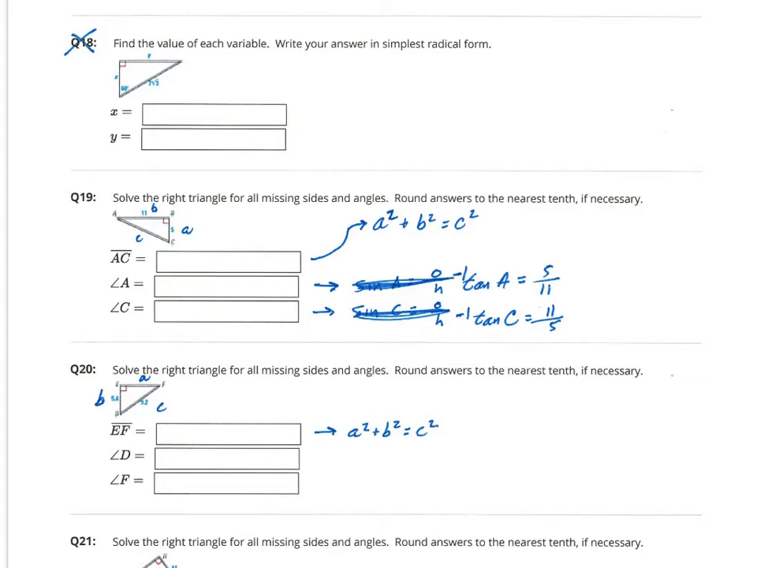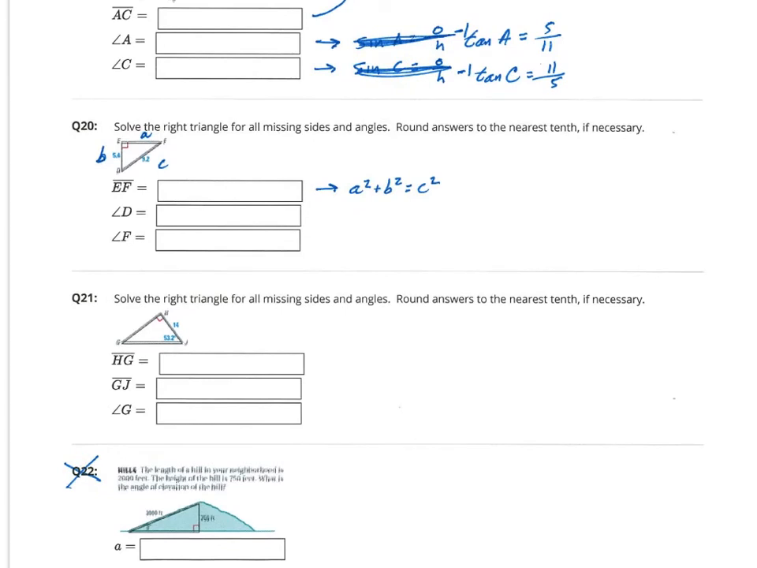Then, to figure out how many degrees angle A and angle C are, we have to use a little bit of trig. You're going to hit the inverse function of tangent equals 5 over 11, and the inverse tangent again is equal to 11 over 5. That'll give you what angle A and angle C are.